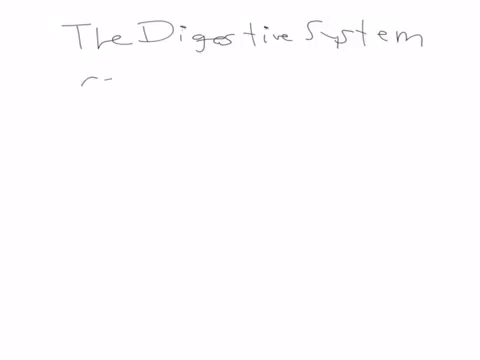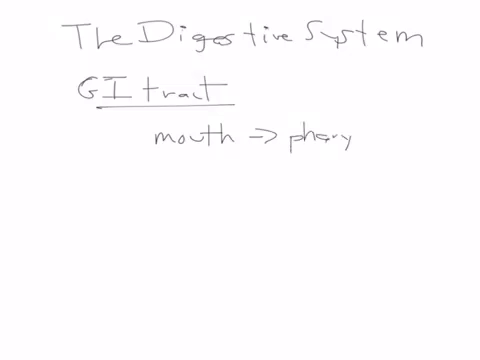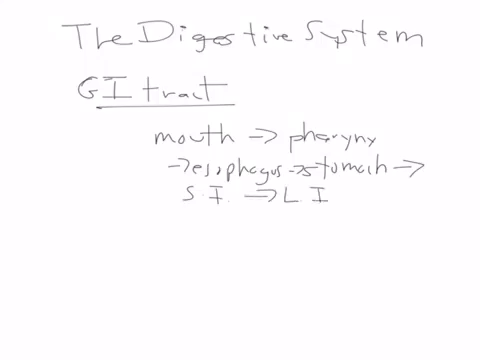First, you must distinguish the organs of the GI tract versus the accessory organs. The GI tract is any organ through which the food may pass on its way through your system. So we have the mouth, the pharynx or the throat, the esophagus, the stomach, the small intestine, and the large intestine.